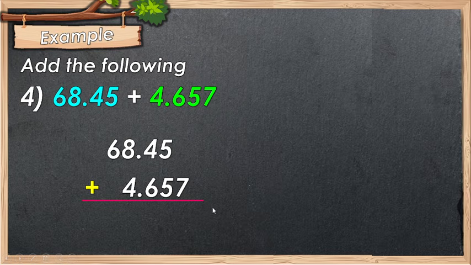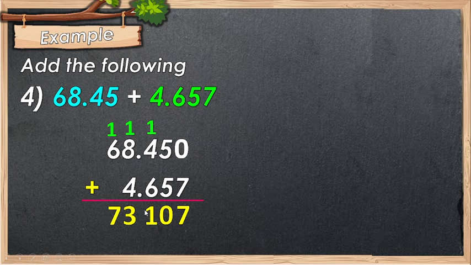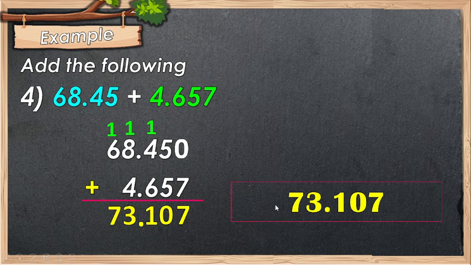Okay? So number 4, we have 68 and 45 hundredths plus 4 and 657 thousandths. So align your decimal point vertically. Then add 0 if possible. Then proceed to addition. 7 plus 0, 7. 5 plus 5, 10 carry 1. Then 6 plus 4 plus 1, the answer is 11 carry 1. Then we have 8 plus 1 plus 4, the answer is 13 carry 1. And then 6 plus 1, 7. Then place your decimal point. So therefore the answer is 73 and 107 thousandths.